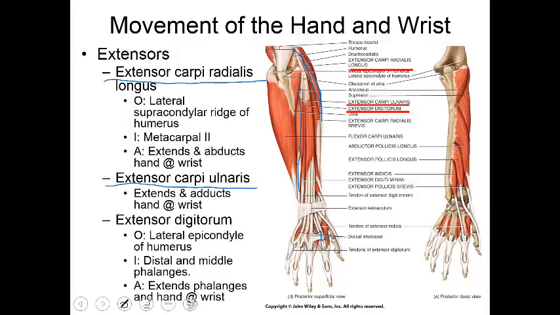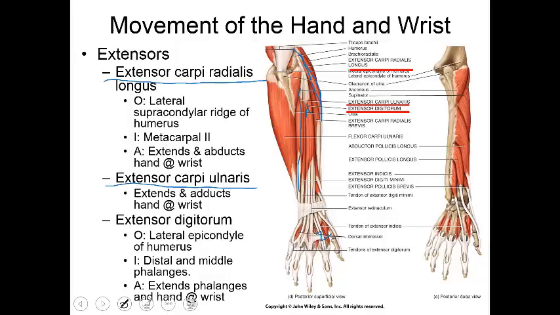Now if you remove those, you come to the extensor digitorum muscles. The extensor digitorum is right over here. So this is the extensor digitorum muscle. It originates from the lateral epicondyle. So all the extensors have in common that they originate from the side of the lateral condyle of the humerus. The flexors originated from the medial condyles of the humerus.